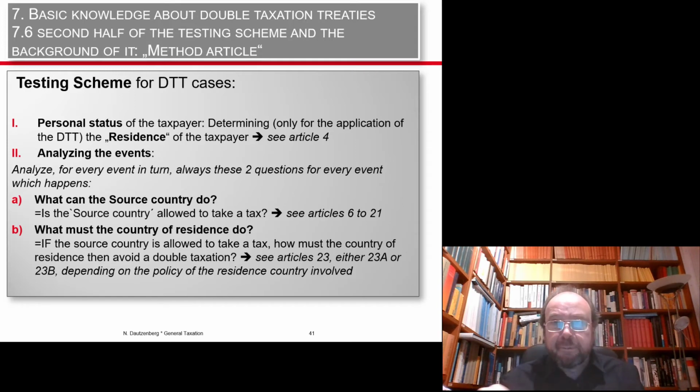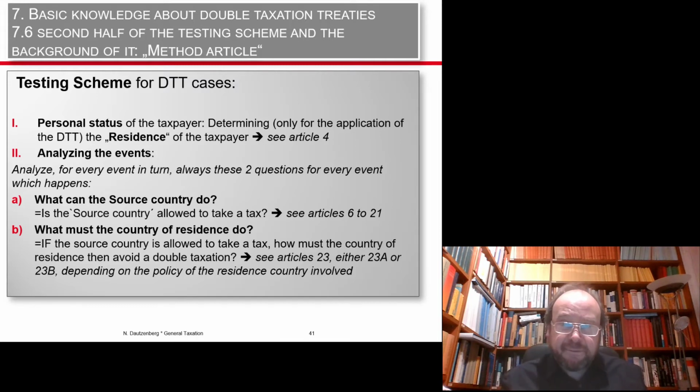income from immovable property, business income, dividends, license fee, no, I forgot interest income in between, gains from alienation of property, income from employees, artists and entertainers, and so on. The whole list is only deciding if the country where the money was earned, the source country, can levy a tax.